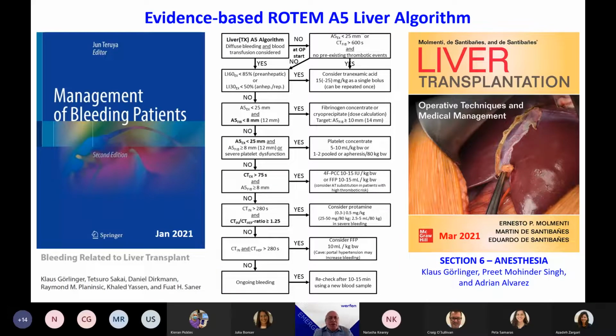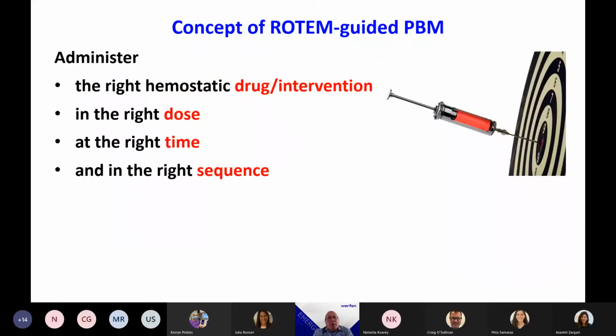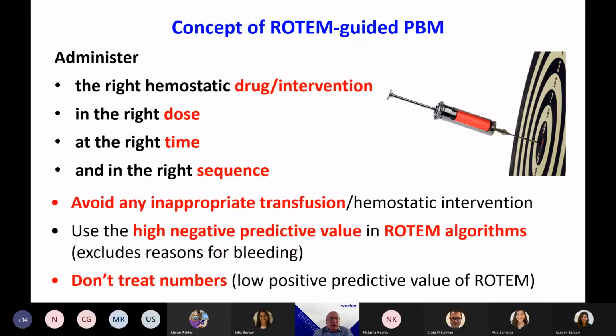First, check the clinical situation, and then go through the protocol, if there's any indication to give an antithrombolytic drug to increase clot formation, to increase thrombin generation, and then also to restart the algorithm if there is ongoing bleeding. The overall concept is that we only want to administer the right hemostatic drug or intervention in the right dose at the right time and in the right sequence, and to avoid any inappropriate intervention, if that is allogenic blood products or factor concentrates. And that means we don't treat numbers, because that might increase the risk of thromboembolic complications.